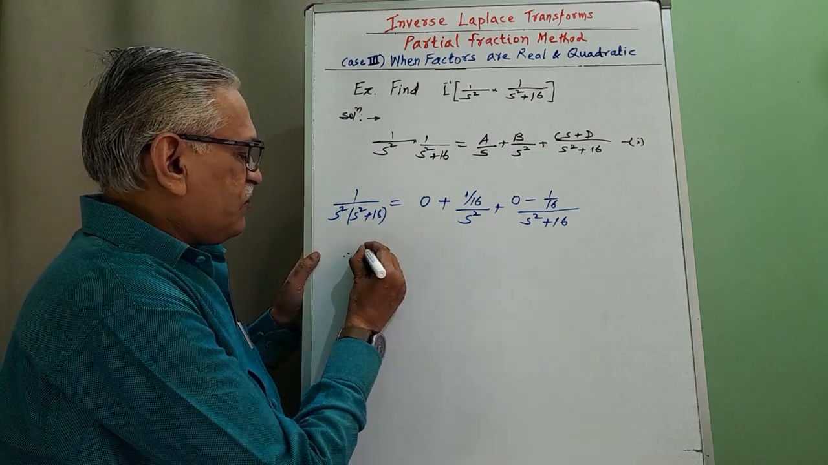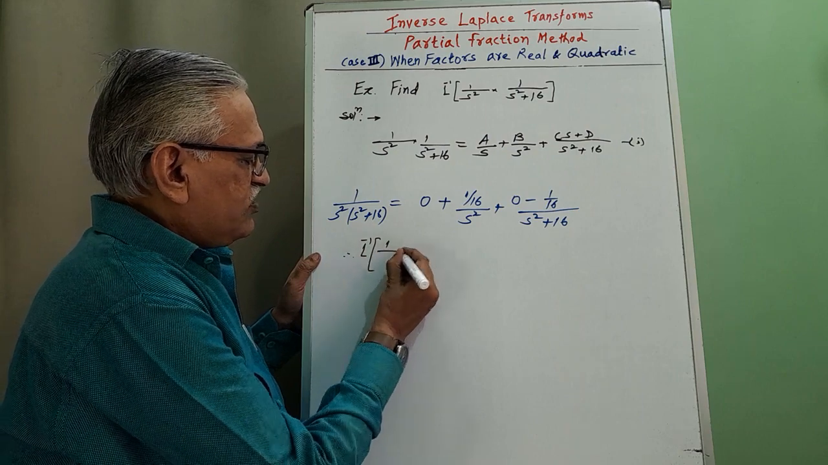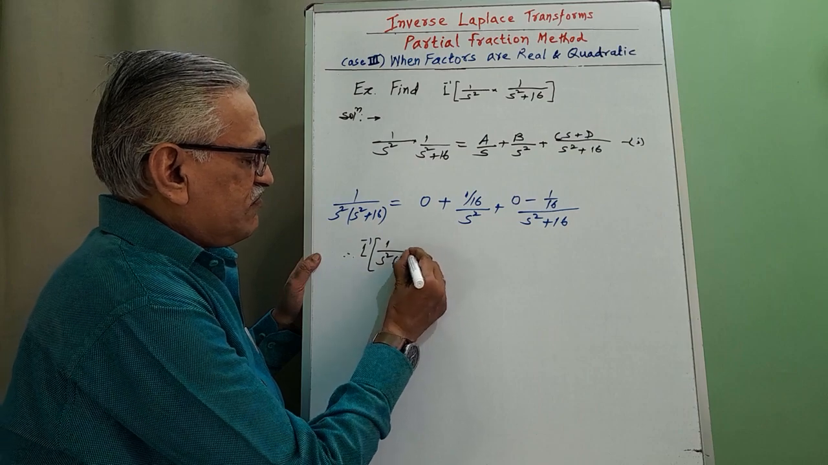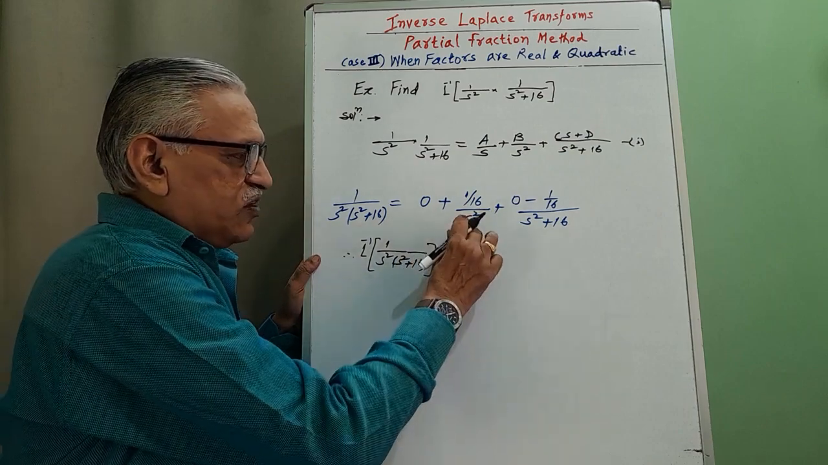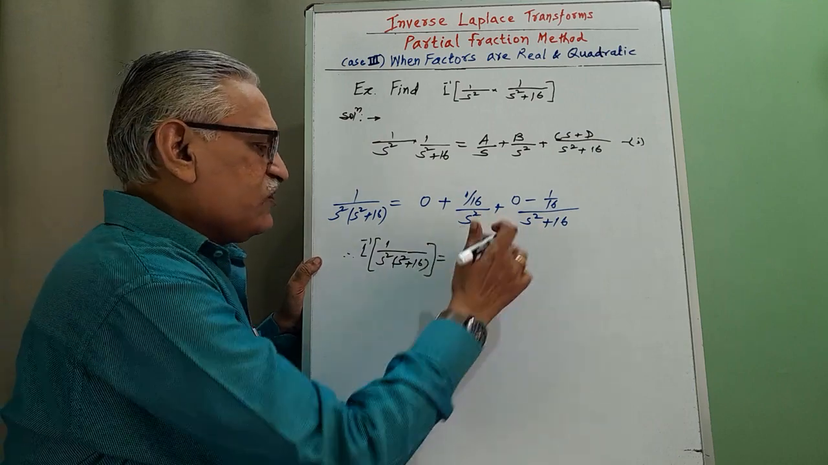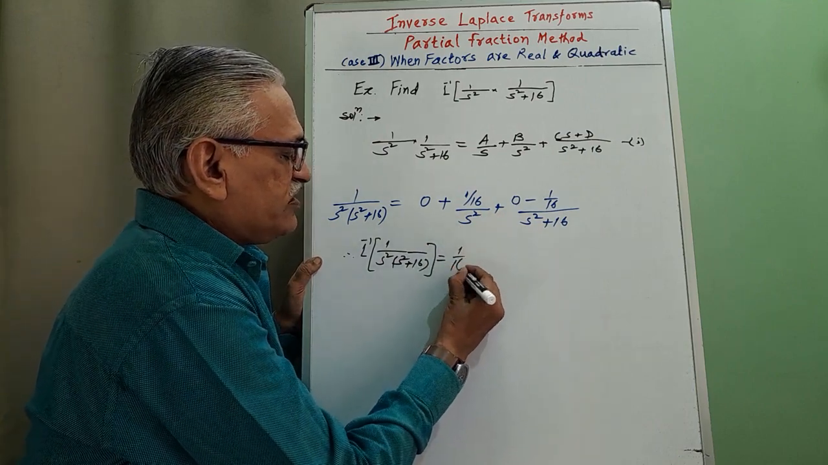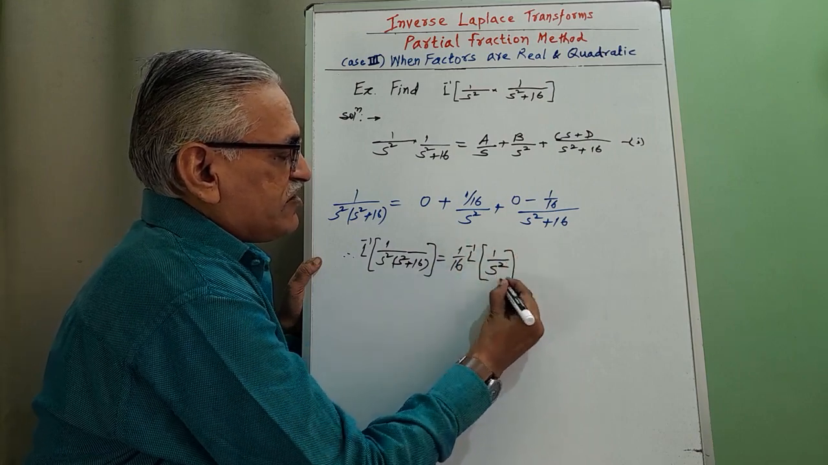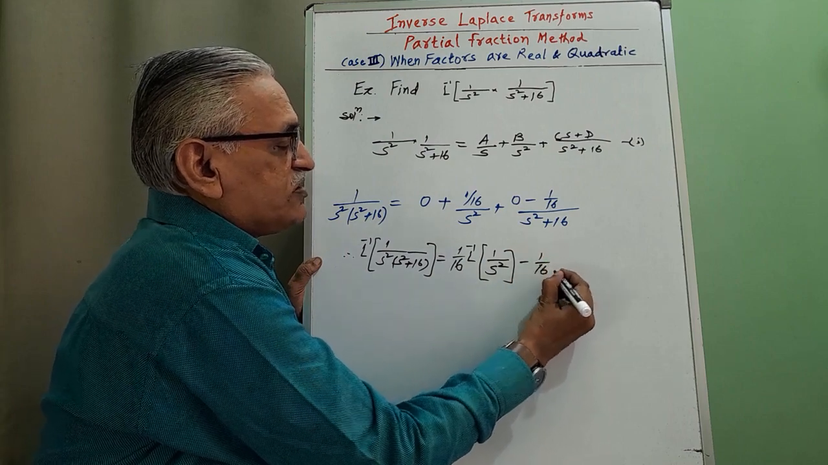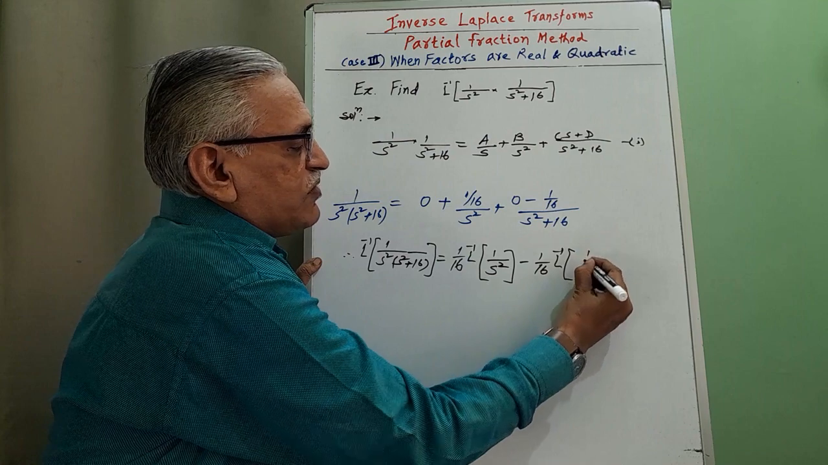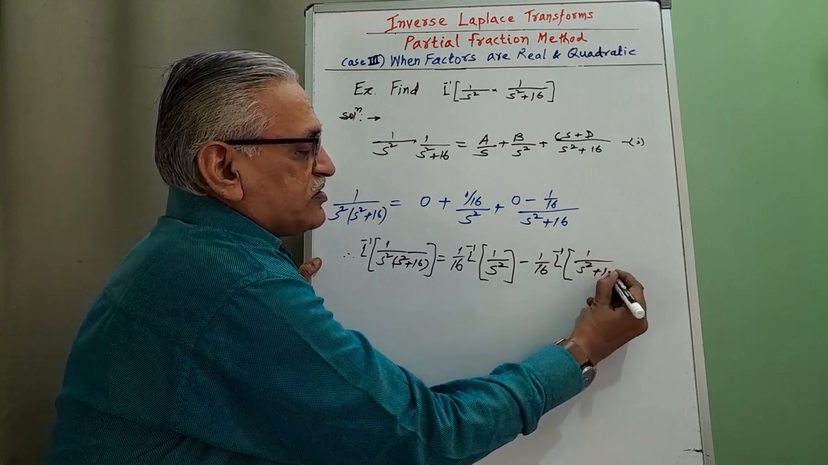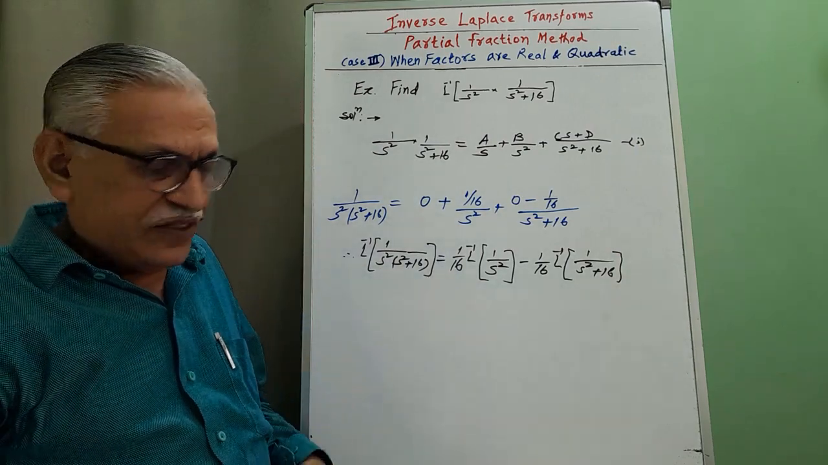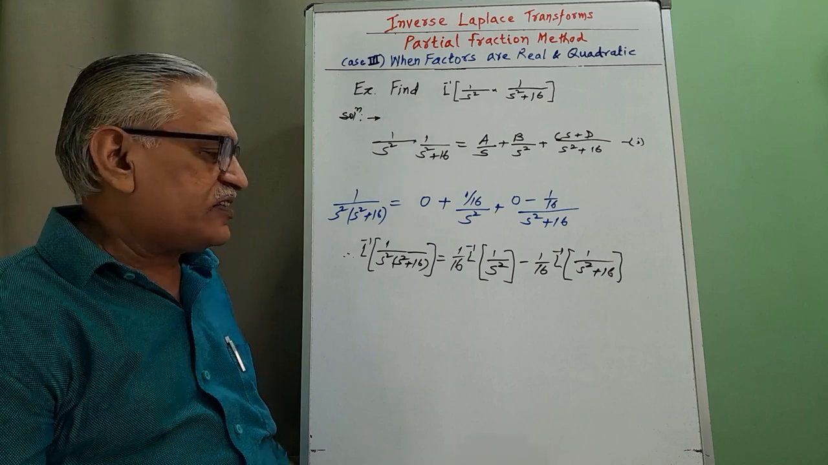Therefore, inverse Laplace of 1 upon s square into s square plus 16 is equal to the inverse of this term, taking individual inverse. Therefore, 1 by 16 outside as it is a constant term, inverse of 1 by s square, and minus 1 by 16 constant term, inverse Laplace of 1 upon s square plus 16. 16 means 4 square. Then applying the standard result.